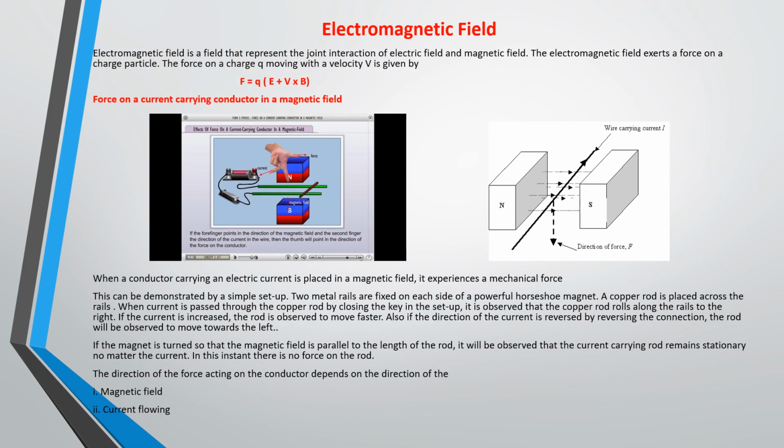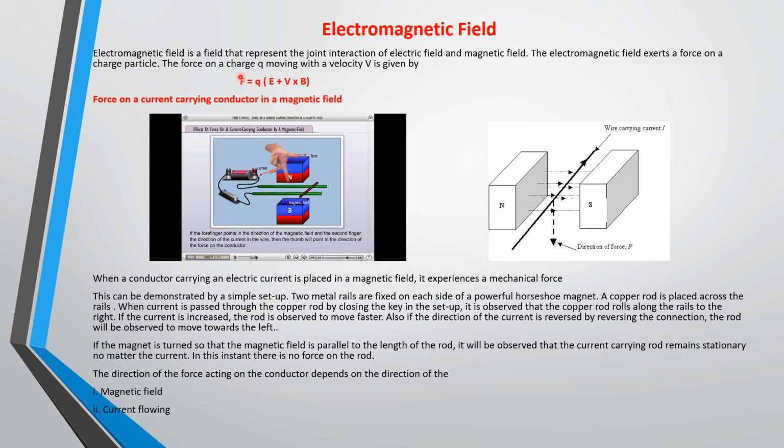So as I said, today we are going to be looking at electromagnetic field. Remember, when we treated magnets or magnetic field, we said that a magnetic field is a region in which the force of a magnet is felt. Then we also said that an electromagnet is a soft iron core in a current carrying solenoid.